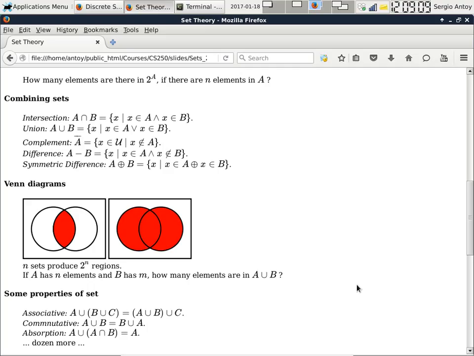So Venn diagrams are a notation to reason about the sets. So how do they work? You have a square box, this represents the universe, and then a set is a bubble inside.